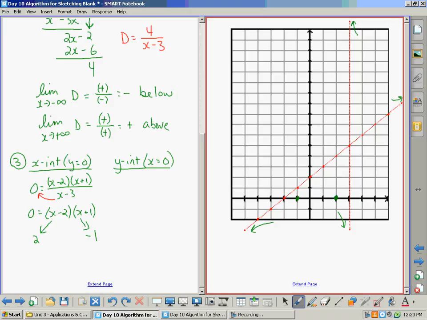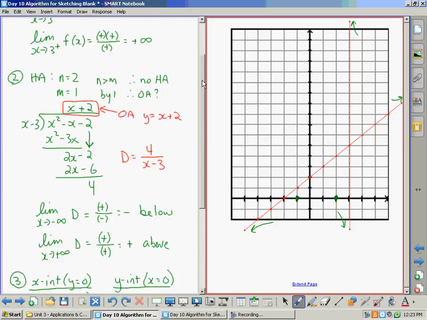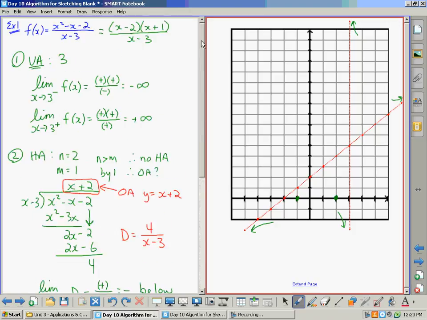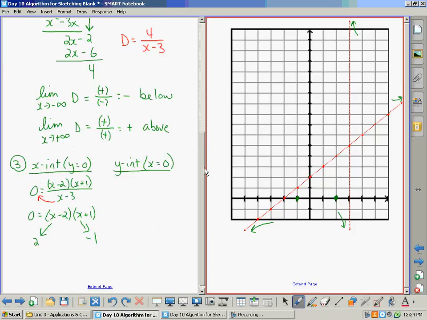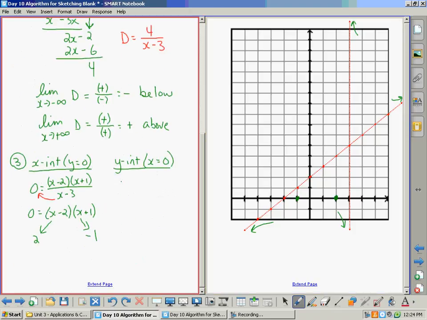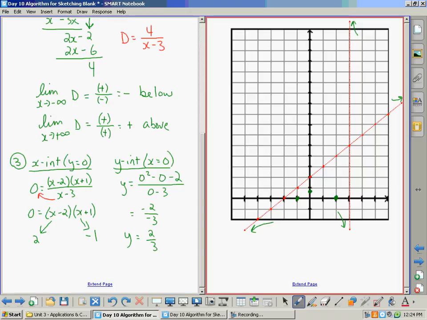Next, we're going to have a y-intercept. Again, we'll go back up to the top. This time I'm going to use the original function because I find it easier to sub in 0 there. So y equals, instead of x squared, it's 0 squared minus 0 minus 2 all over 0 minus 3. So that's -2 over -3, which is just 2 over 3. So that means there's this y-intercept at 2 over 3, which when we sketch is roughly there.